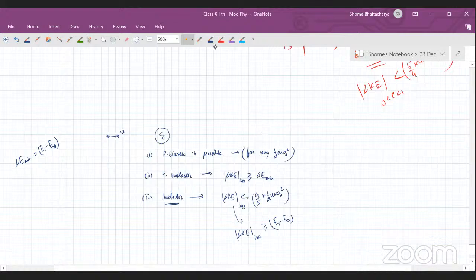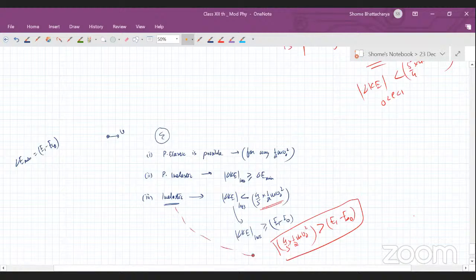Okay, so now because there is no equality here, you can see this is greater than. So what is the condition that we are getting? That 4 by 5 half mv naught square has to be greater than E1 minus E0, not greater than or equal to. You understand me? This is the condition for this.